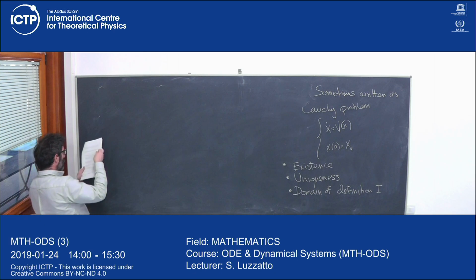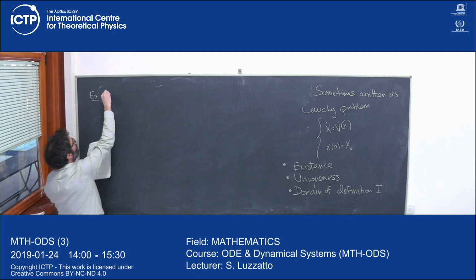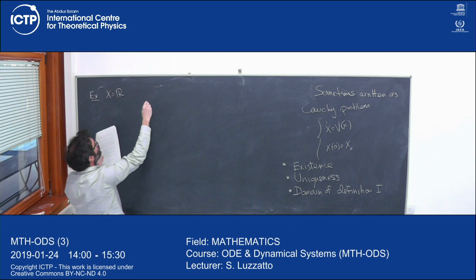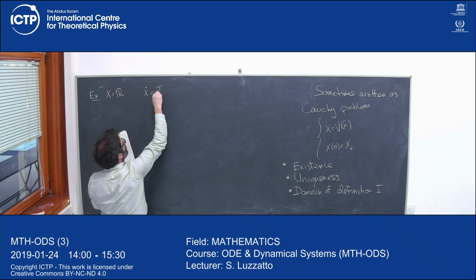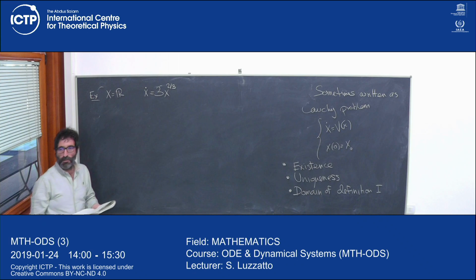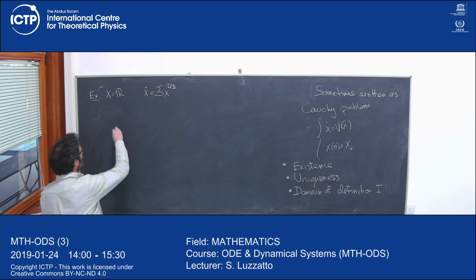So let's look at one example, which here we have just on the real line. And we have the differential equation x dot equals 3x to the 2/3. So maybe you've seen some of these examples before. First of all, let's think of it as a vector field, because I want to emphasize even in one dimension we have a vector field.